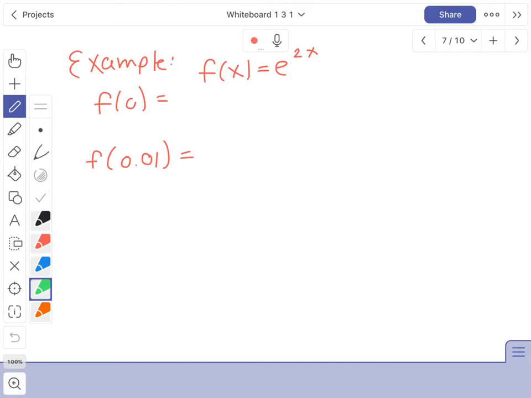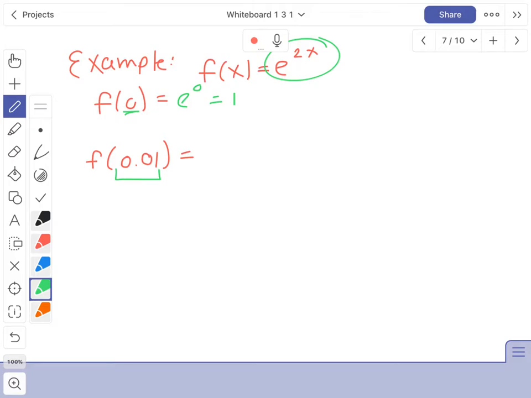So this was the original example that we were talking about. How would I figure out what is some crazy exponent of e without a calculator? The idea here is I know some values of this function. I can easily plug in 0. We kind of started the video like that. F of 0 would simply be e to the 0, which is just 1.